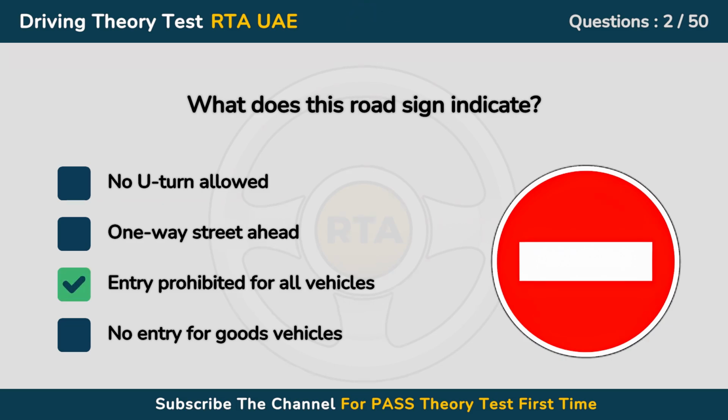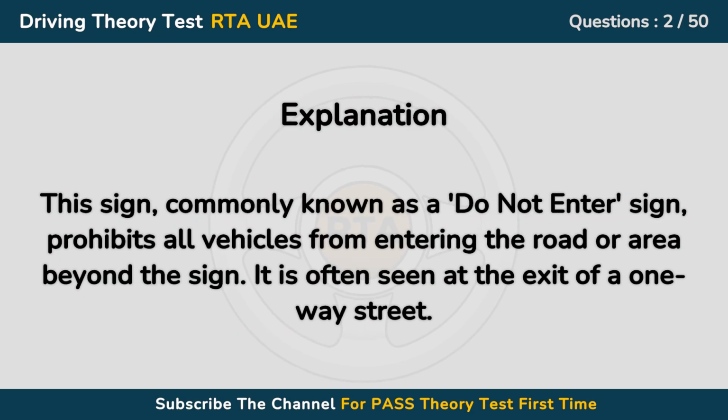Answer is C. Entry prohibited for all vehicles. This sign, commonly known as a do not enter sign, prohibits all vehicles from entering the road or area beyond the sign. It is often seen at the exit of a one-way street.